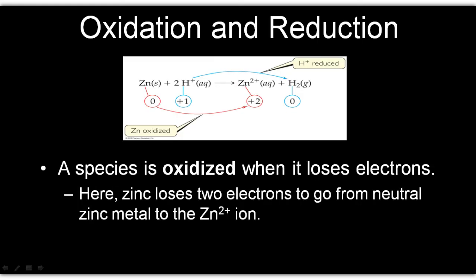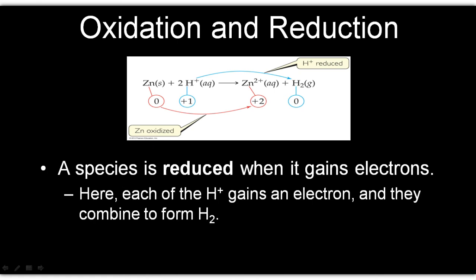So one of the things we mentioned before is if something is being oxidized, that means it's losing electrons, LEO. So losing electrons is oxidation. And the other side of it is something gaining electrons. We say that it's being reduced. I think we're pretty comfortable with that. So gaining electrons is being reduced, losing electrons is oxidation.